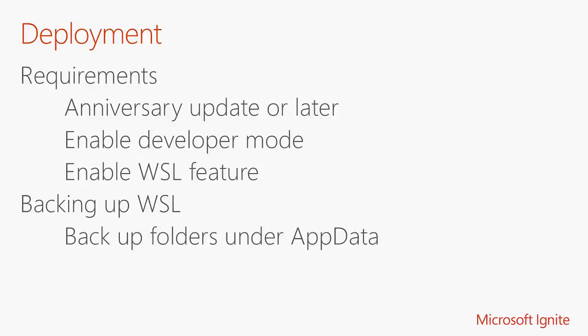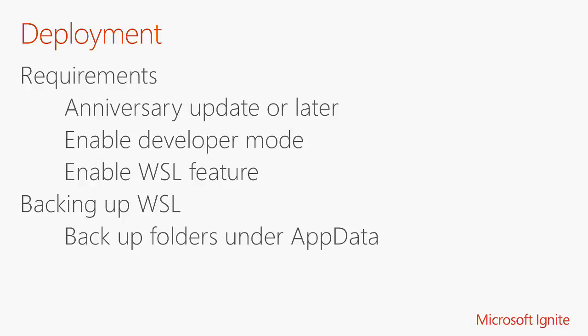So let's talk about requirements. You need the anniversary update or later, which is pretty much what everybody's running unless they deployed Windows 10 really early and they were on the long-term servicing branch in an enterprise environment. You enable developer mode, I'll show you how to do this, and then you enable the Windows Subsystem for Linux feature.